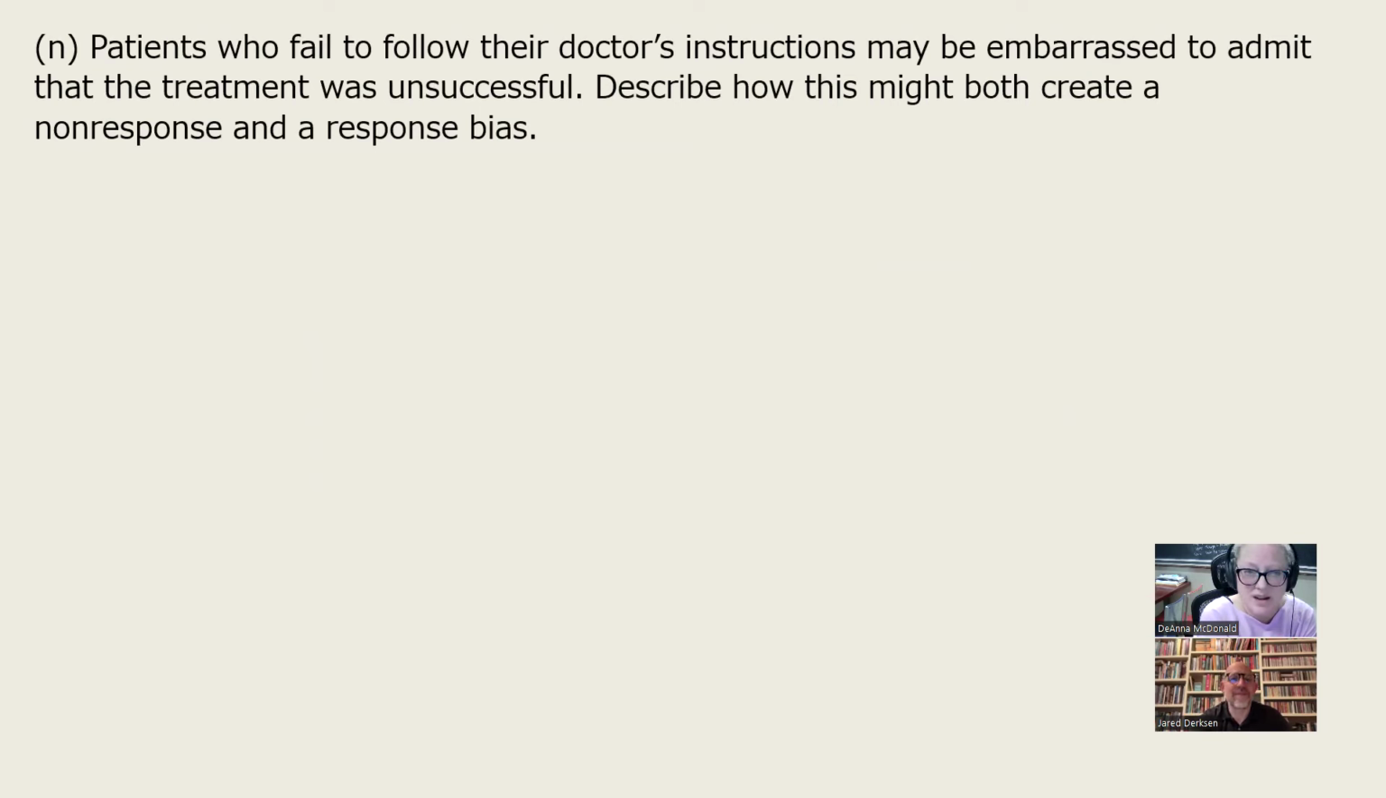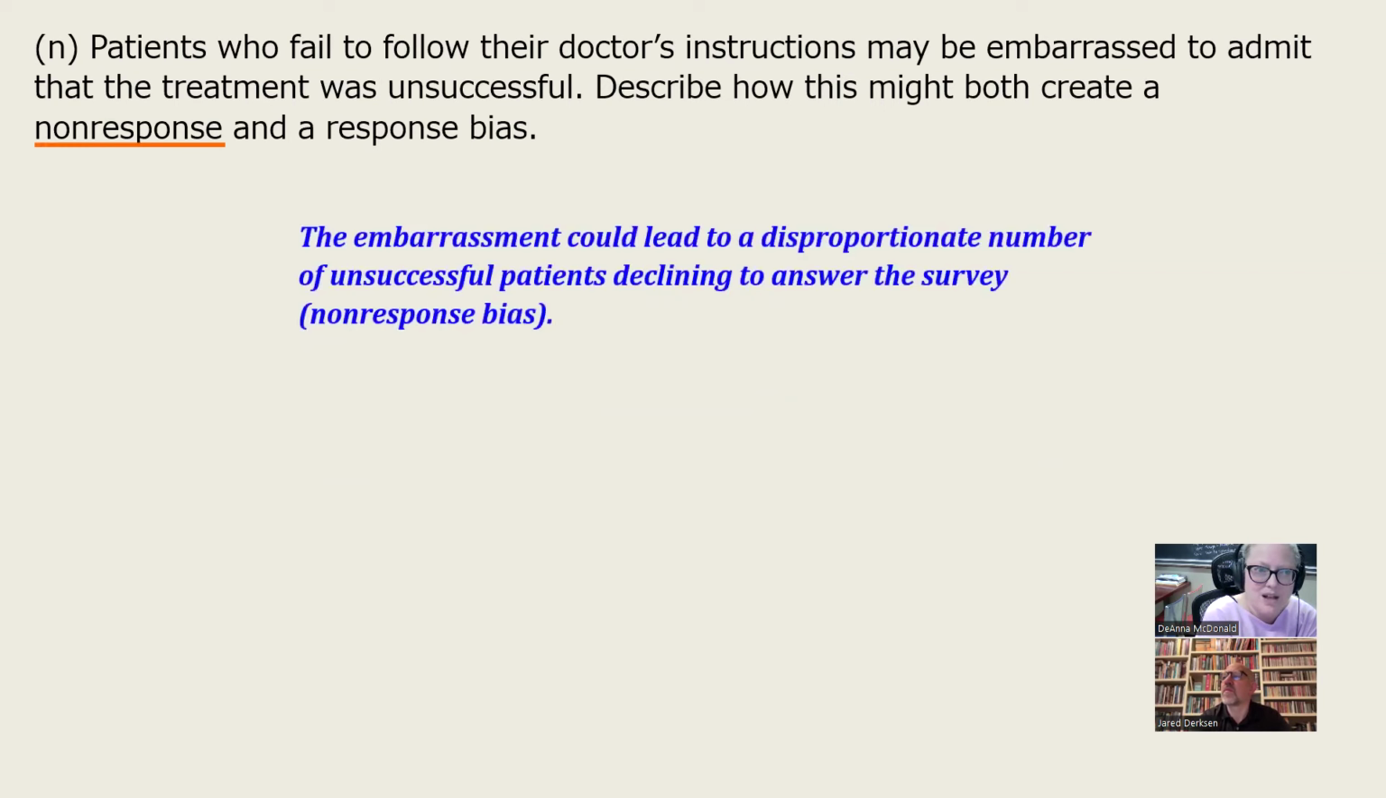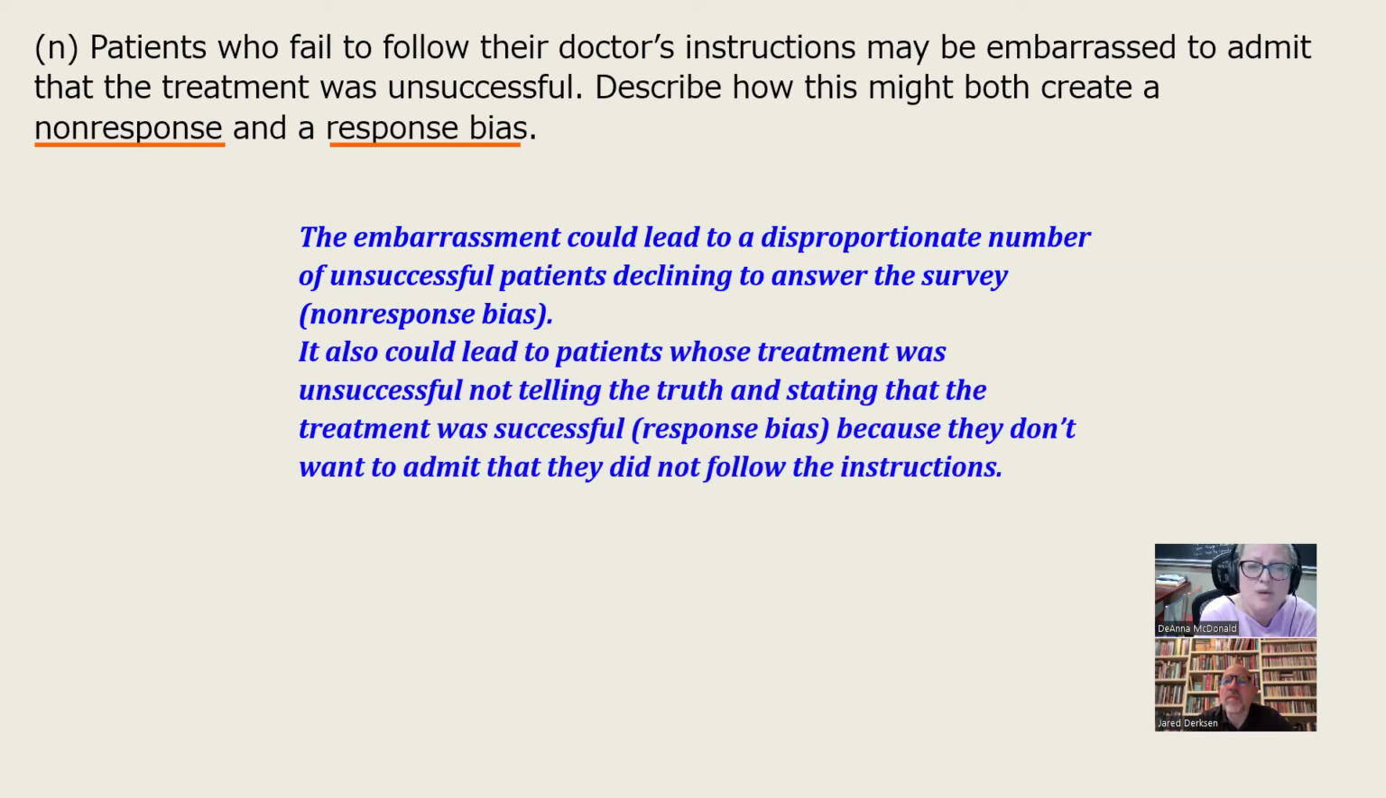Uh-oh. Patients who fail to follow their doctor's instructions, there's a lot of us who do that, may be embarrassed to admit that the treatments were unsuccessful. Describe how this might create both a non-response and a response bias. So I've got two of them. Let's go with the first, non-response. The embarrassment could lead to a disproportionate number of unsuccessful patients declining to answer the survey. That's non-response bias. But what about response bias? Well, it could also lead to patients whose treatment was unsuccessful responding to the survey, but not telling the truth and stating that the treatment was successful. There's your response bias, because they don't want to admit that they didn't follow the instructions. In both cases, the parameter would be underestimated.